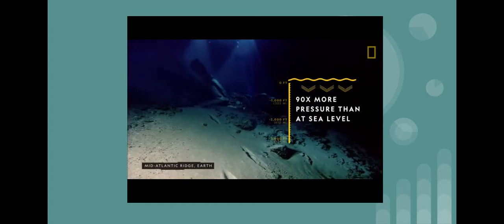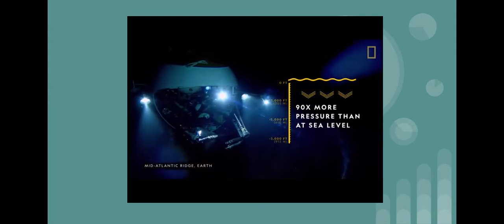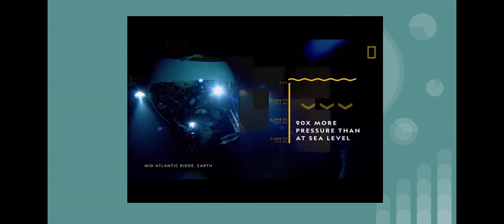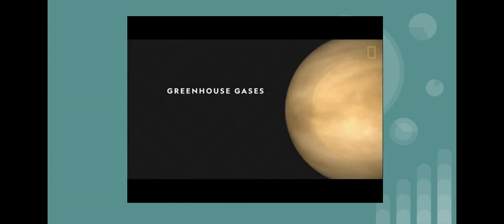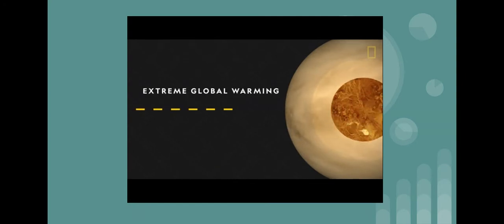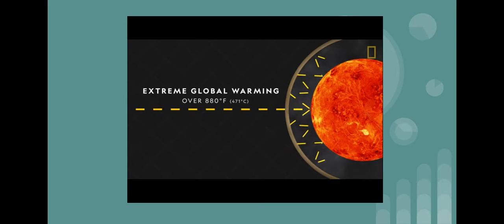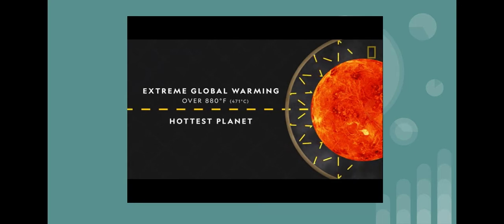The atmosphere is so thick that it creates a surface pressure similar to what it would be about half a mile deep in the Earth's oceans. This pressure is heavy enough that a human standing on Venus's surface would be crushed. The atmosphere is made of greenhouse gases, primarily carbon dioxide, which create an extreme case of global warming. They trap the sun's heat, causing surface temperatures to rise over 880 degrees Fahrenheit, making Venus the hottest planet in the solar system.